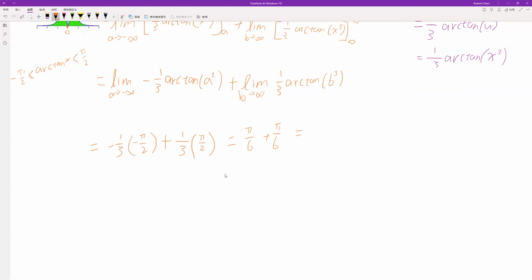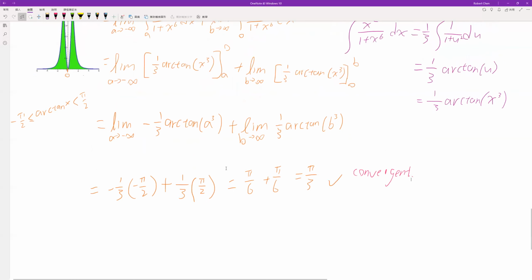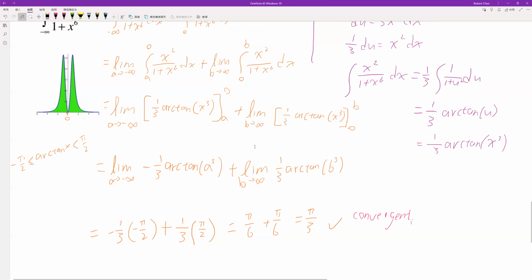That'll be 2 pi over 6, which is pi over 3. All right, and this is convergent. Okay, cool. All right, so if one of the bounds on the integral is infinite, or even if both of them are, it's pretty straightforward, right?